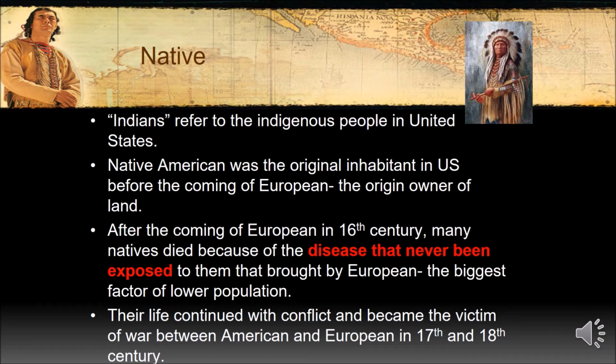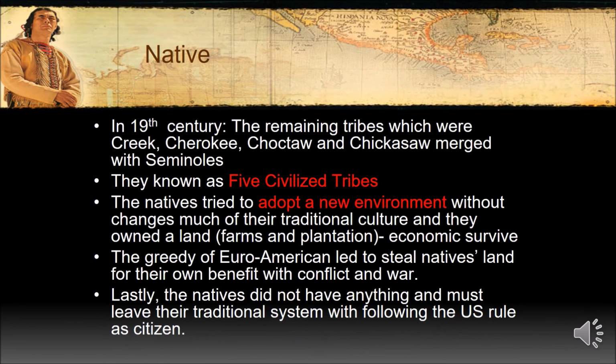Their life continued with conflict, and they became victims of the war between Americans and Europeans in the 17th and 18th centuries. Due to this, their population slowly decreased. So in the 19th century, the remaining tribes, which were Creek, Cherokee, Choctaw, and Chickasaw, merged with the Seminoles in order to survive and protect their tribes. They are known as the Five Civilized Tribes.